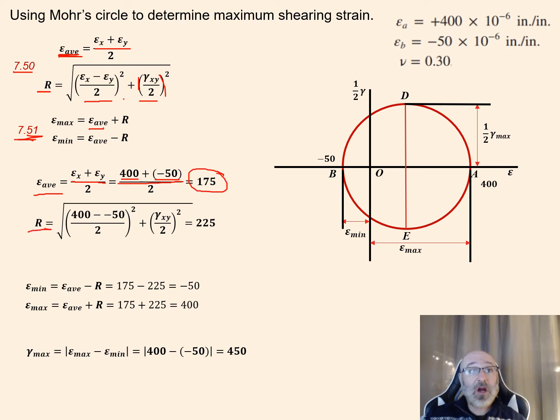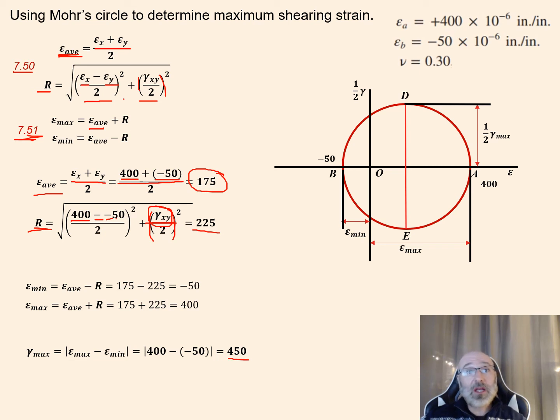And now we can see our radius here is equal to the square root of our epsilon x minus epsilon y, so 400 minus a negative 50, so it's a double negative, is plus right there, all divided by 2 squared, plus now we have a relationship right here where we have our shear strain xy divided by 2 squared. So we know there's two different ways that we can do it. We can take a look back at our other equation and know that our total diameter was 450, so our radius is 225, and we can back out, solve this for our shear strain, and we'll find that that is equal to 450.